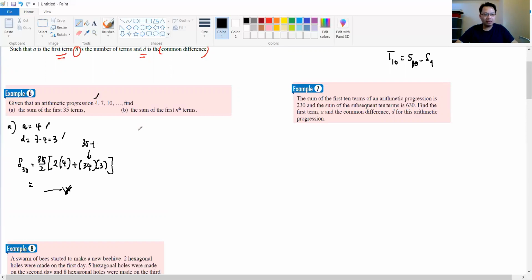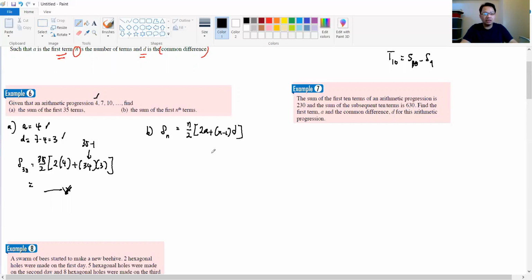How about B? In B, we want to find the sum of the first n terms. There's no specific number, no specific value of n, but it gives you the general n. So at the end of our calculation, your answer should have n as the variable. I want to find Sn, the sum of n terms. According to the formula, it is n over 2 bracket 2a plus n minus 1 d.